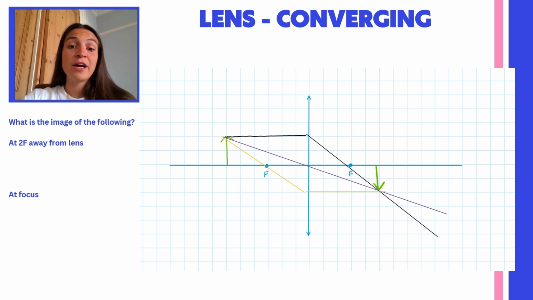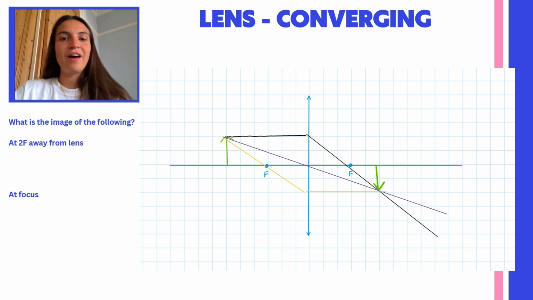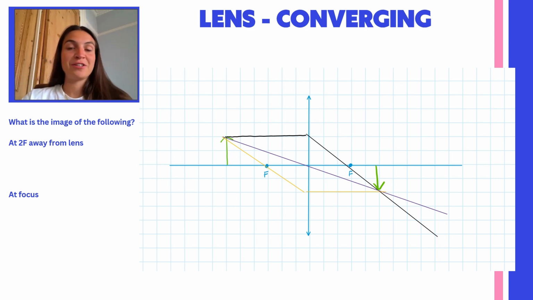If I then wanted to describe this image, I would say something about its size. So the size of this image that I have here is actually roughly the same as the size of my object. And then the inversion, is it upright or is it inverted? So here it is inverted. And then finally, the final thing I need to worry about is it real or is it virtual? This arrow here is where all those 3 lines, my light rays, all met at a point. So this is a real image because it's made up of real light rays.